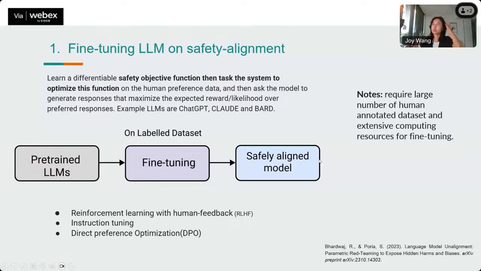The first strategy, which is quite common, is the fine-tuning based strategy. Basically, for this stream of work, they use fine-tuning to retrain some weights of the model. They learn a differentiable safety objective function and task the system to optimize this function on human preference data, then ask the model to generate responses that maximize the objective function. Several large language model-based applications are optimized through the fine-tuning approach, for example ChatGPT, Claude, and Bard.